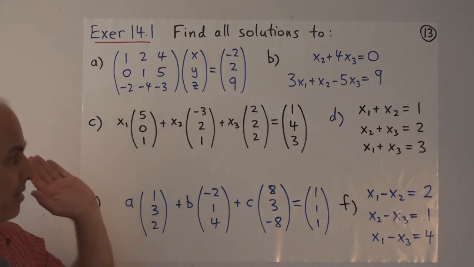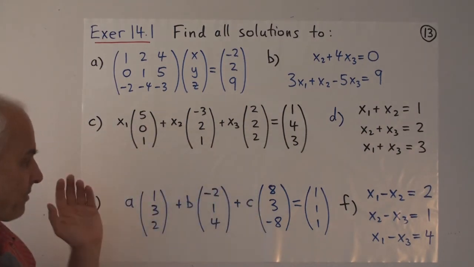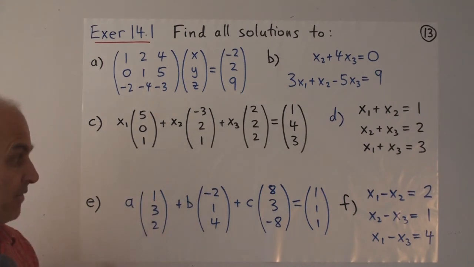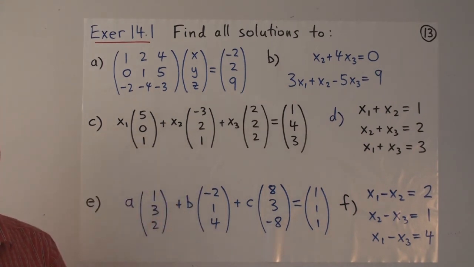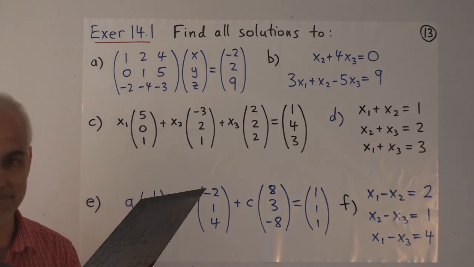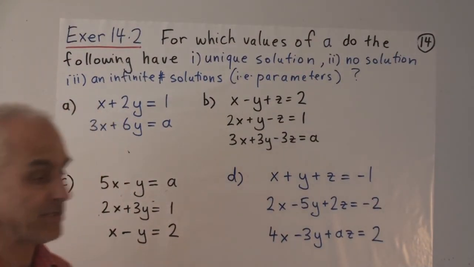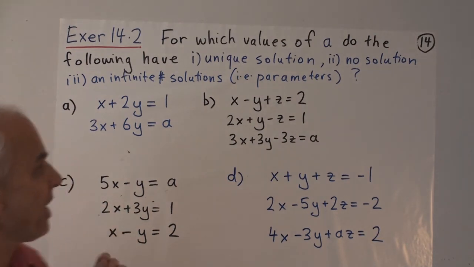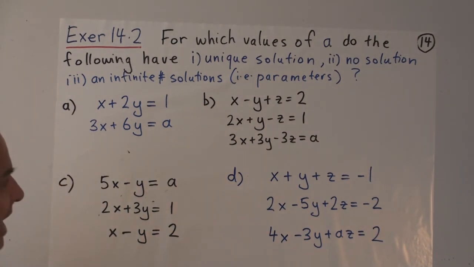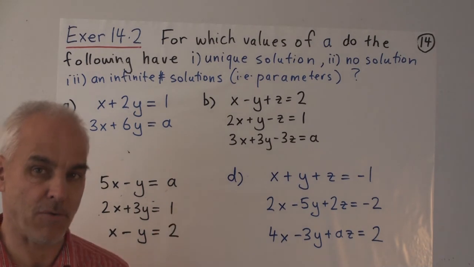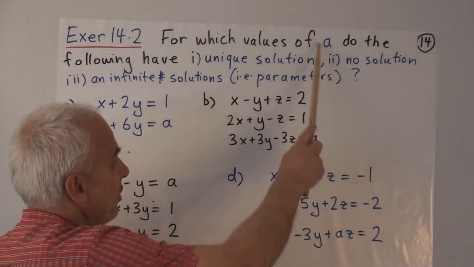So I want to know, are there solutions? Is there a unique solution? If there are many solutions, how do you describe all the solutions via parameters? In this question, we're also trying to solve a system, but there's a little bit of a twist. I've included an extra unknown, mystery unknown A.